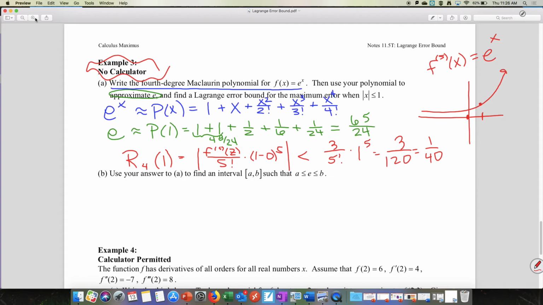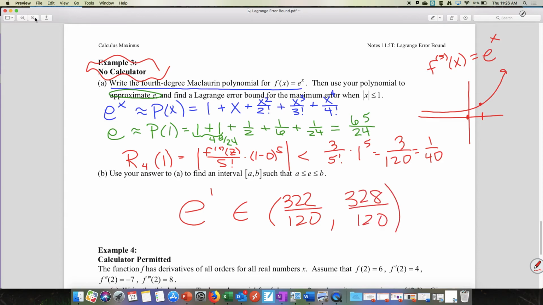All right, part B. So e to the first would live in the interval. I'll do common denominators for you. I want to make sure we get through our lesson.